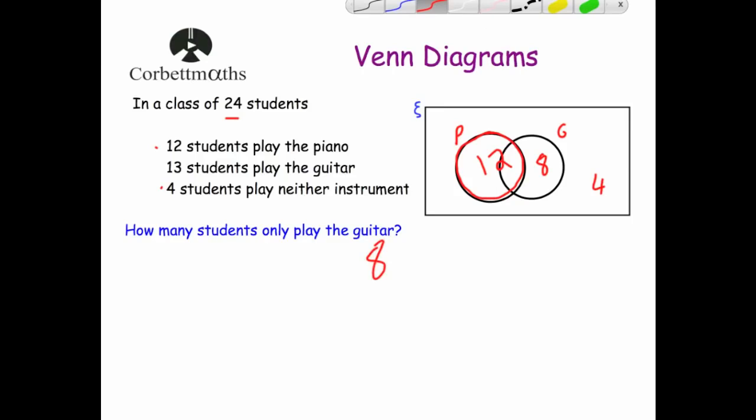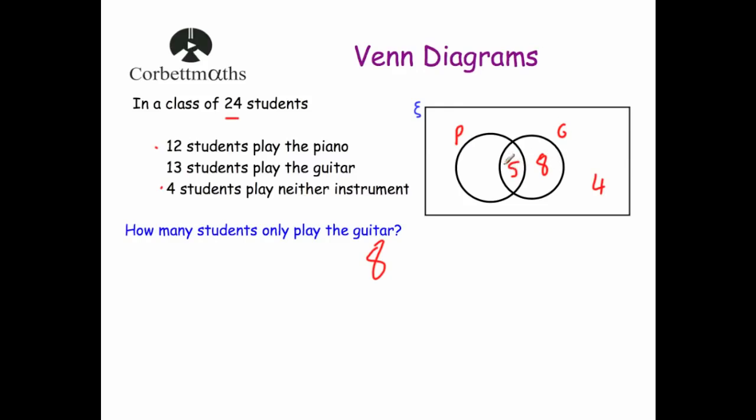Let's just fill in the rest of the Venn diagram anyway. Okay, so let's rub out the 12 now, and let's work out the 2 other numbers in the Venn diagram. The bit in the middle and the bit that's piano only. Now, we know that 13 play the guitar, so that's that whole circle here. Now, if there's 8 there, that means that the 5 is in the middle to make 13. So because 5 plus 8 is 13.